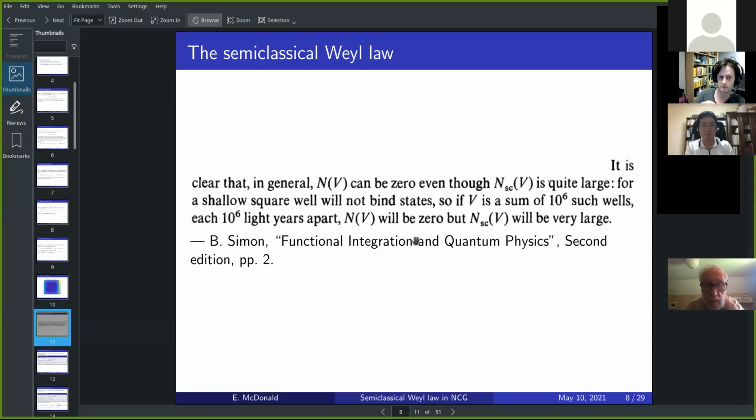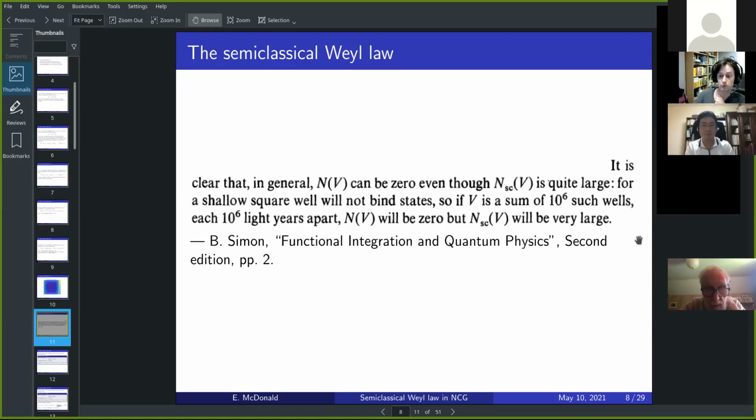So here I'm quoting one of Barry Simon's books. In his notation, N_V is what I call N(H_V). So it's clear that in general, N_V can be zero, even though the semi-classical estimate is very large. And he gives this example. Imagine that you have a million shallow square potential wells. This will not bound any states, but the semi-classical estimate, or the area in classical phase space where the Hamiltonian is negative, will nevertheless be very large.